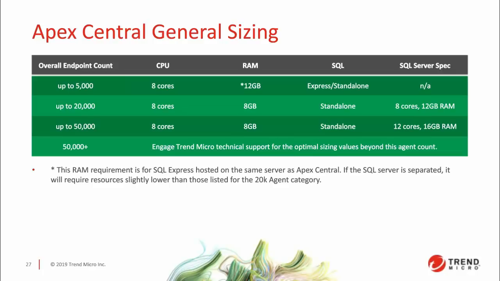So if you're going to have the Express on the same machine, then you're going to need to raise that RAM to 12 gigs. However, if you're going to do a standalone, then you could just do 8 and 8 all the way through. So if you need to go beyond 50,000, then just give us a call. We'll help you size out exactly what you need there. So, I mean, pretty much any amount of agents we can handle.